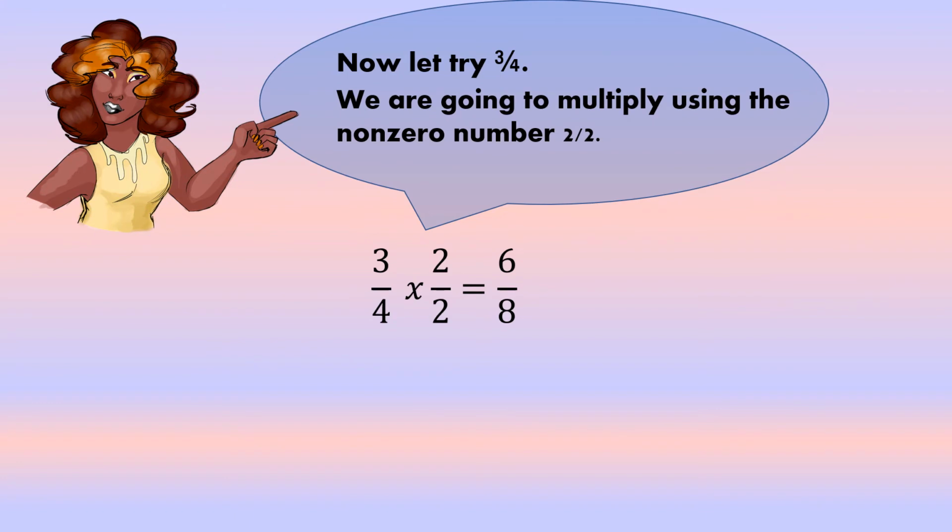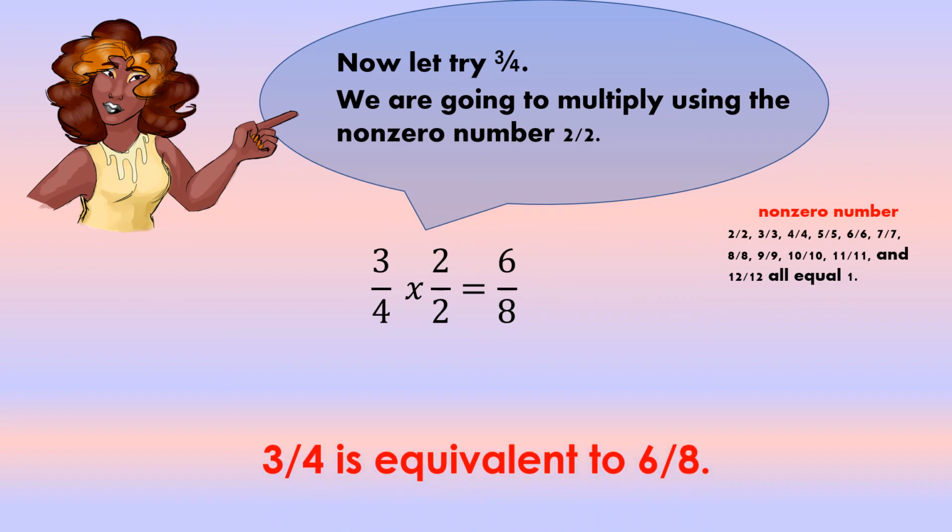Now, let's try 3/4. We're going to multiply using the non-zero number 2/2. We have our equation, 3/4 times 2/2 equals 6/8. Remember, 2/2 is the non-zero number. In order to solve this equation, multiply the numerators, 3 times 2, which equals 6, and then multiply the denominators, 4 times 2, which equals 8. So 3/4 times 2/2 equals 6/8. 3/4 is equivalent to 6/8.